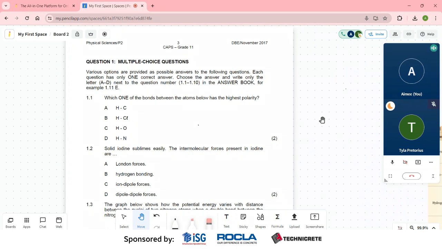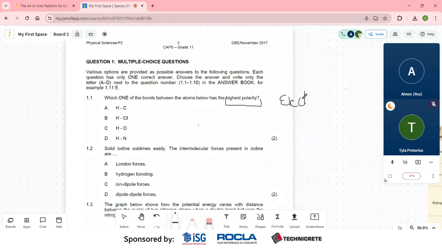Okay, so I'm just going to jump straight into it. Question 1, multiple choices, 1.1. Which one of the bonds between the atoms below has the highest polarity? Okay, well, important thing, the way we determine which pairs have the highest polarity is by determining the difference of the electron negativities between the two atoms that are a part of the bond that are under investigation.